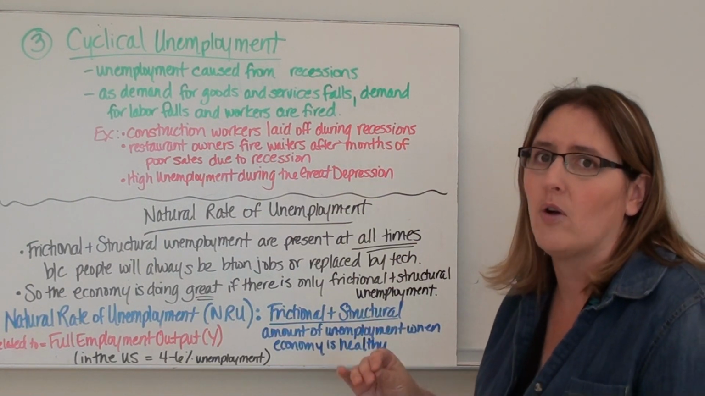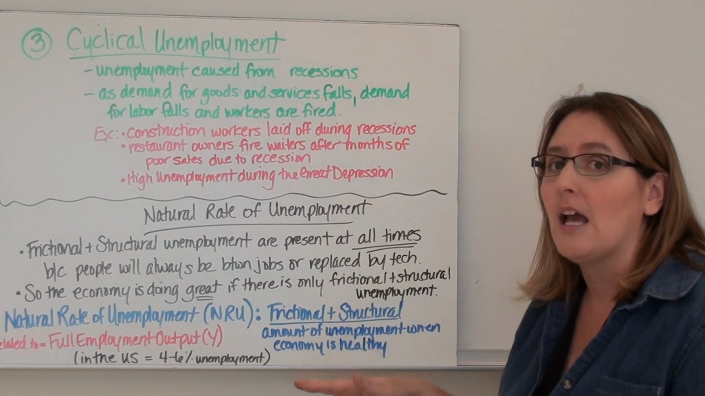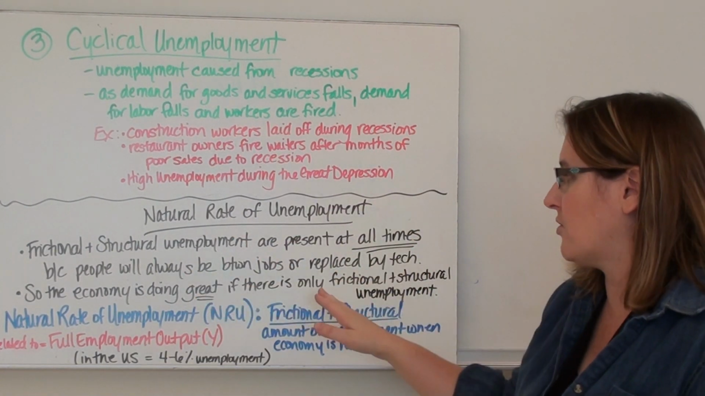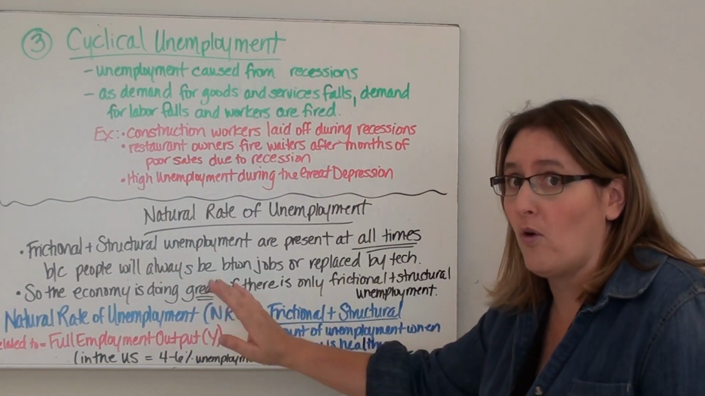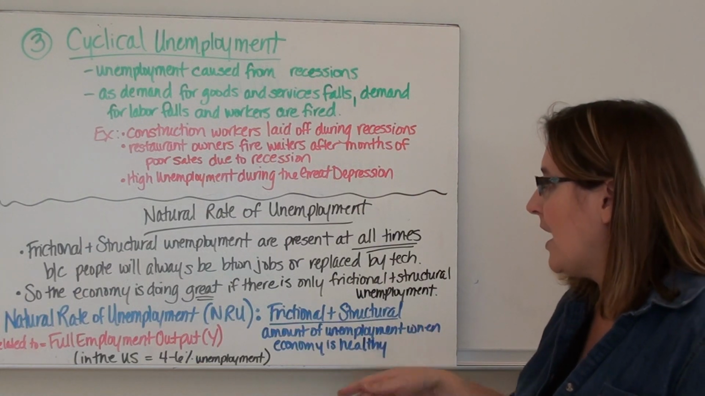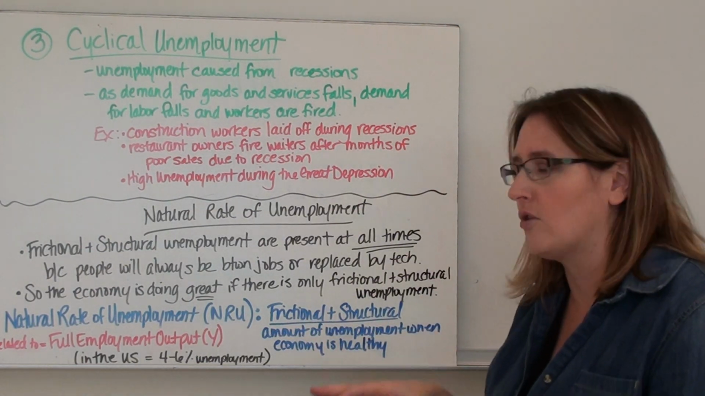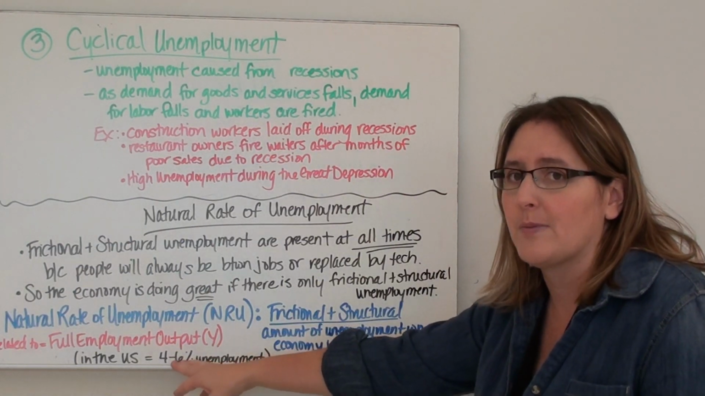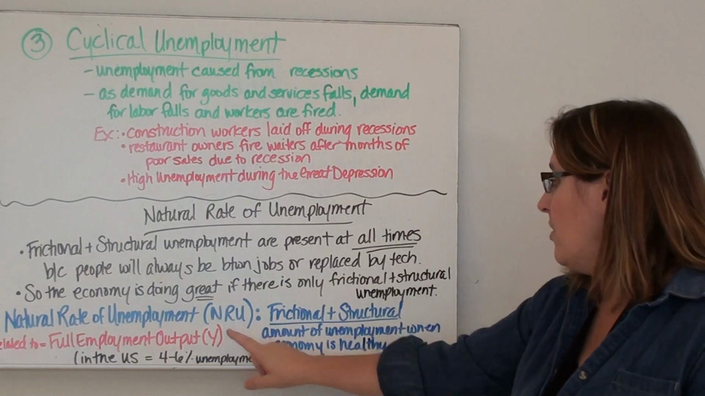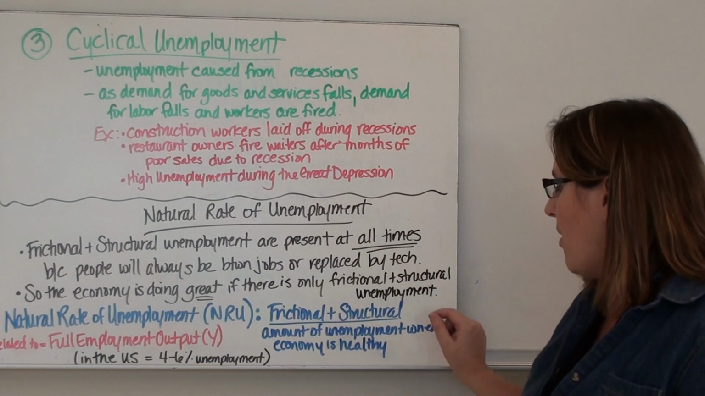We won't have 0%. So our natural rate of unemployment is going to be the percent that is just frictional and structural. The economy is doing great. We're fine if there is only frictional and structural unemployment. In the United States, our percent that is just frictional and structural is somewhere between 4 and 6%. So natural rate of unemployment, or also NRU, is just the frictional and structural amount of unemployment when the economy is healthy.